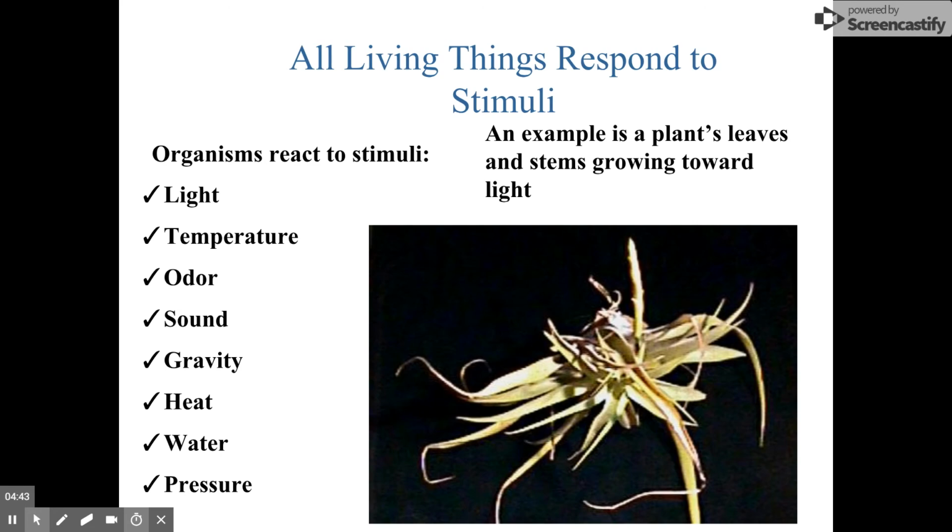Characteristic number 5, all living things respond to stimuli. So, for example, a plant's leaves and stems will always grow towards the light. If you have a house plant sitting on a windowsill, and you leave it alone for a week and then come back, you're going to notice that all of the leaves have slowly over time turned to face the light source. It's called phototropism, and that's a stimulus that they can respond to. So, light, things like temperature, odor, sound, gravity, heat, water pressure, these are all stimuli. If you're living, you're going to respond to that stimuli.